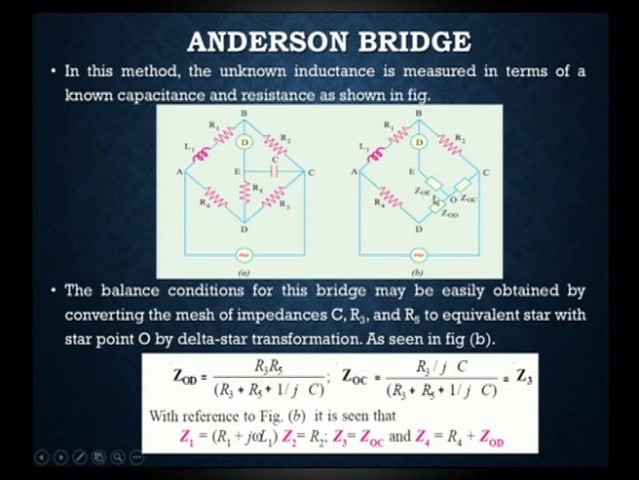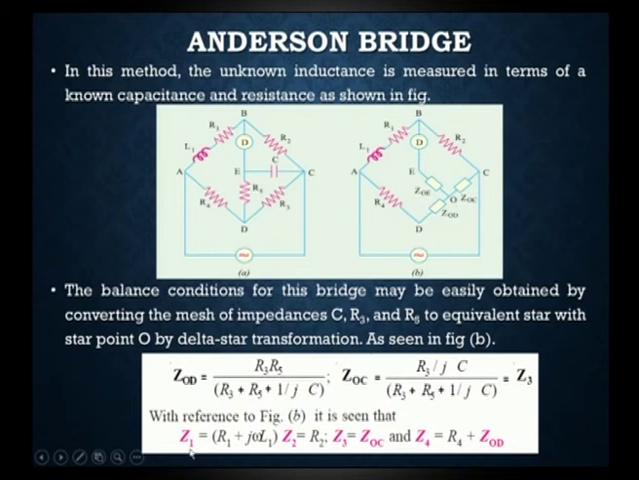After connecting in a star fashion, we can find ZOD, which is equal to R3 R5 divided by R3 plus R5 plus 1 divided by jωC. Similarly for ZOC we get the same formula, by delta to star transformation. ZOC is equal to Z3, and Z4 is always equal to R4 plus ZOD in this network.